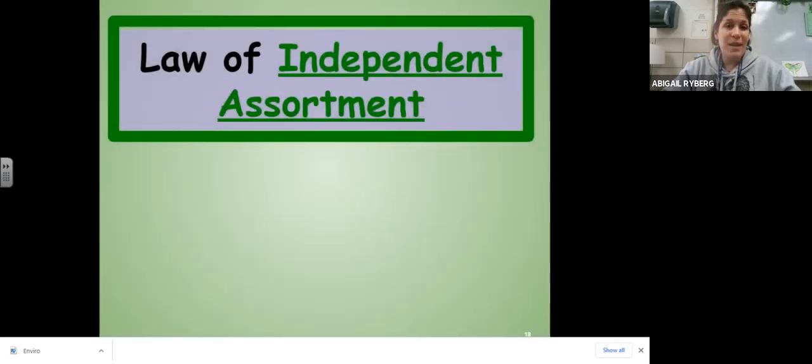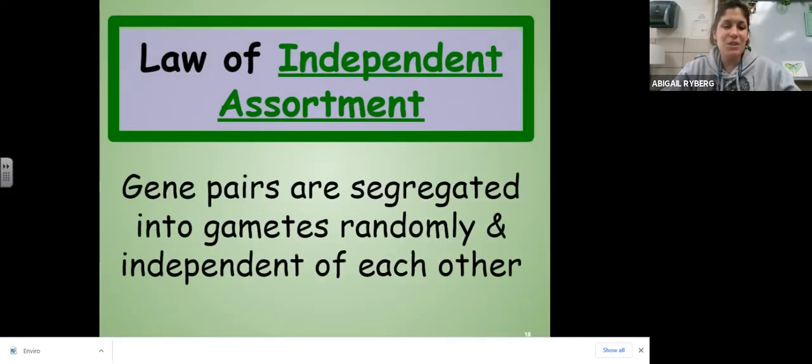The law of independent assortment states that the gene pairs are segregated into those gametes, or into those sperm and egg, randomly and independent of each other. So when we talked last unit about meiosis and reproduction, due to crossing over, the collection of chromosomes in every single sperm and egg is totally random and independent of each other. There's no rhyme or reason. And that's what Gregor Mendel stated with the law of independent assortment.